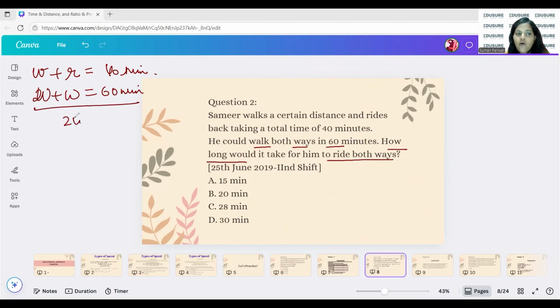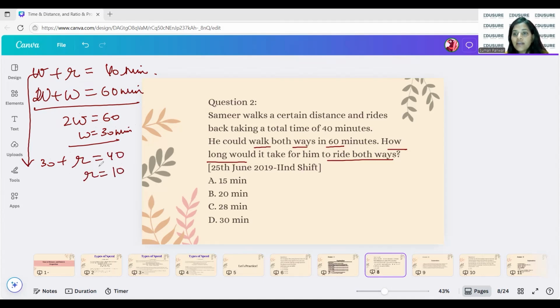So, he can walk one way in 30 minutes. Okay. Then 30 plus time taken for ride will be 40. So time taken for riding along one way will be 10 minutes. So ride both ways will be 10 into 2, which is going to be 20 minutes. This is quite a simple question on speed, distance, and time.